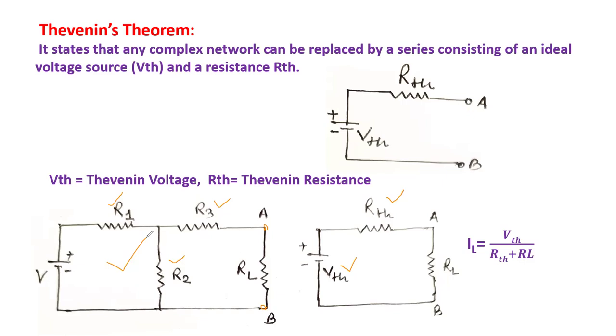It is possible to convert, and how much current is passing through the load resistance RL, it is possible to find out. That is IL, using the formula I equals V by R. So I is equal to VTH upon RTH plus RL. So IL, that is the load current passing through this load resistor, is equal to VTH upon RTH plus RL. It is possible to verify and prove.